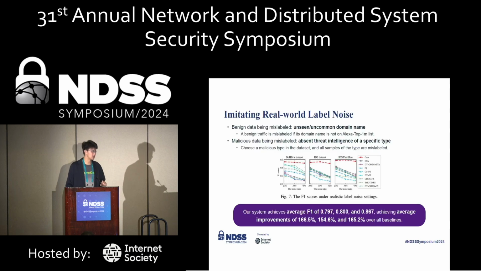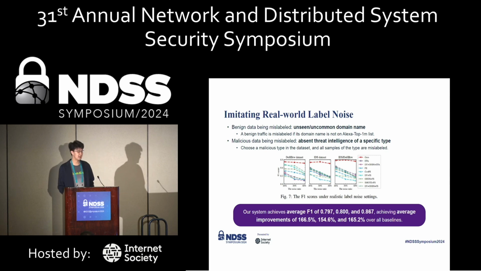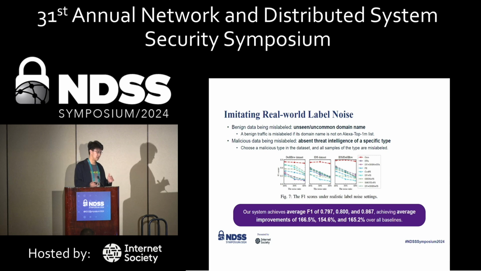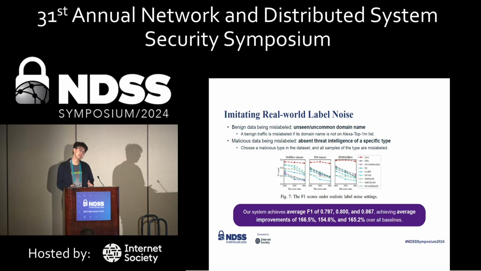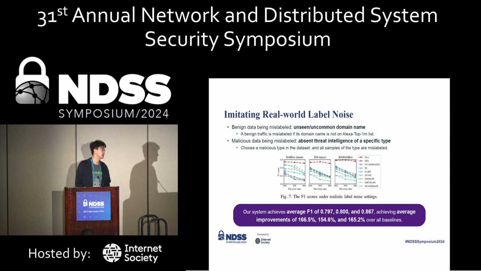And second, we also do some experiments on real-world label noises. We imitate the real-world label noise by mislabeling benign data with unseen or uncommon domain names and mislabeling malicious data with a specific attack type, as if their threat intelligence is absent. So the result shows our system can also achieve improvements of over 150% over all the baselines.